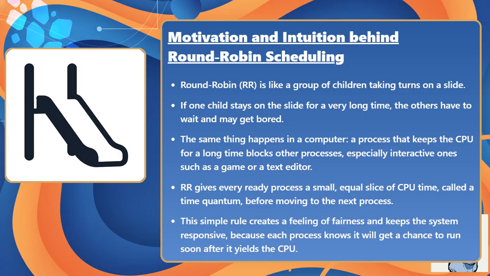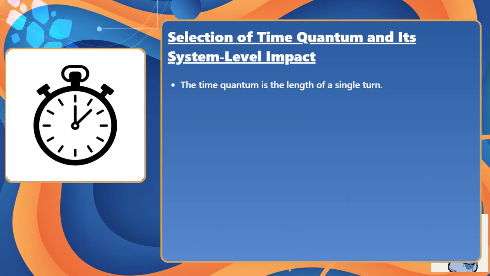This simple rule creates a feeling of fairness and keeps the system responsive because each process knows it will get a chance to run soon after it yields the CPU. The time quantum is the length of a single turn.